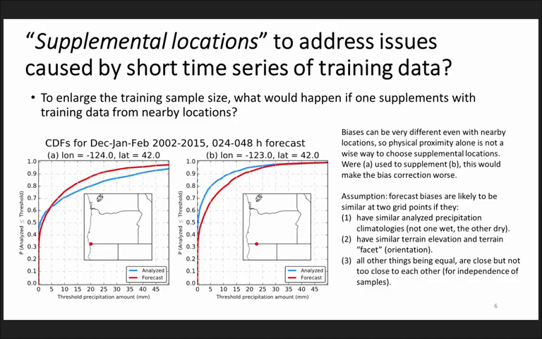Well, if we were to munch together the training data together with a grid point on the right a little further inland, there the forecast is actually too wet. So putting the two pieces of data together will not result in an intelligent bias correction for either of them. They sort of average out. So even though we would like to supplement the training data using other locations, because we're using a short time series of past forecasts, we're going to have to do this in a more intelligent way.